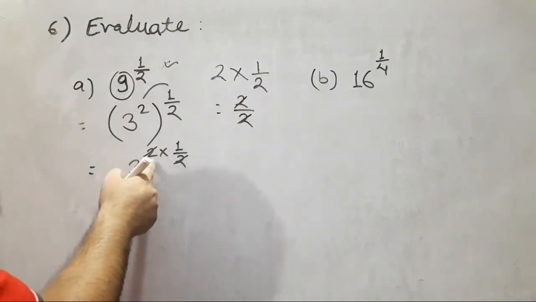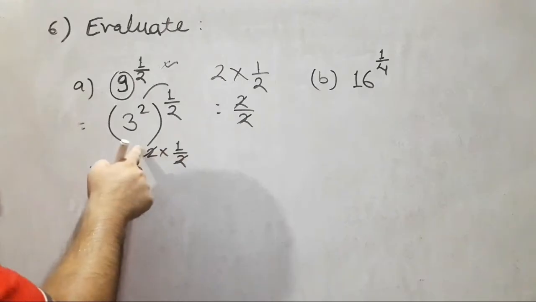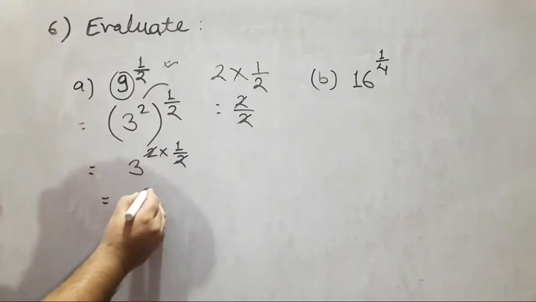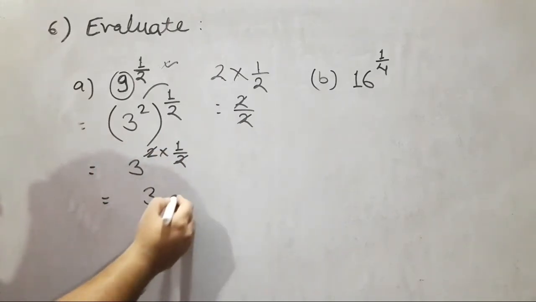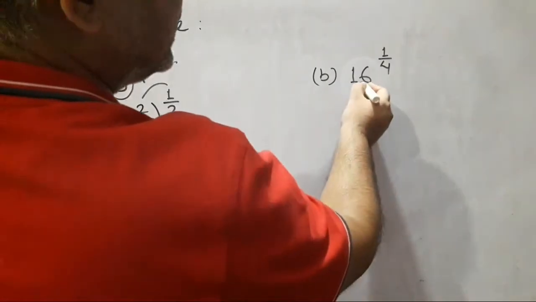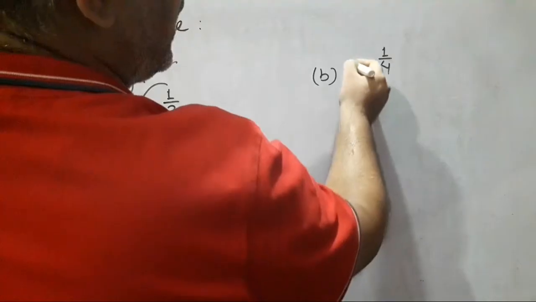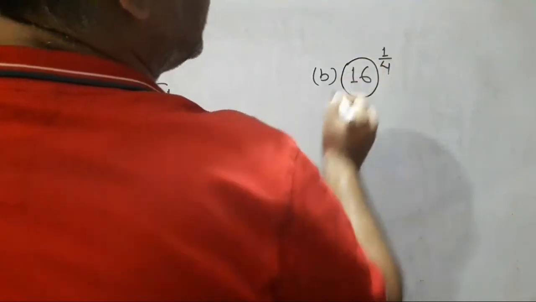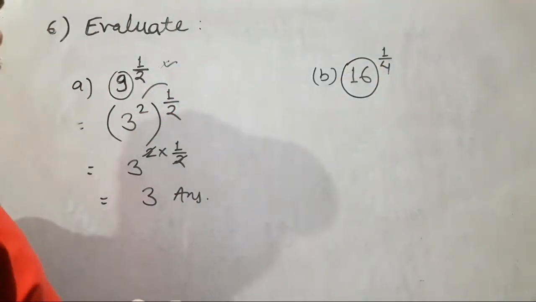In the same way, 2 into 1 by 2, this 2 and this 2 can be cancelled. We got 3 power 1, that is 3, which is the value. Now the second question, 16 power 1 by 4. I have to convert this 16 into the base that contains the power 4.